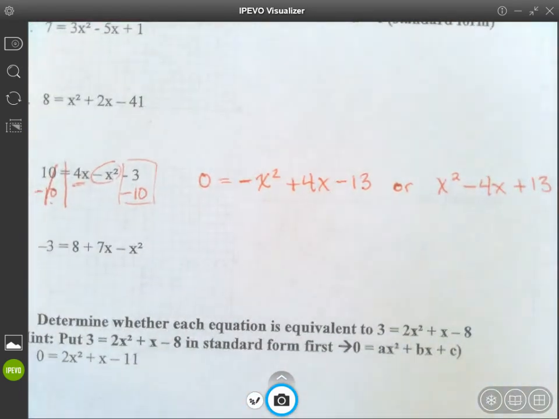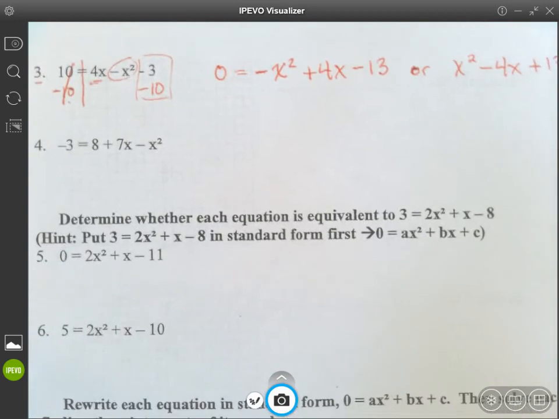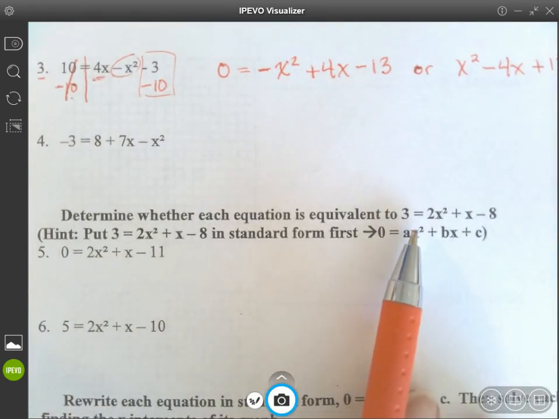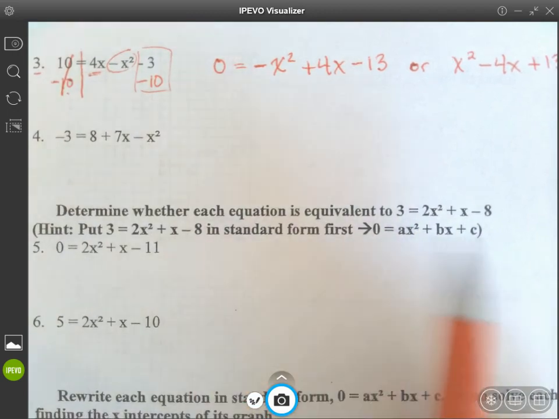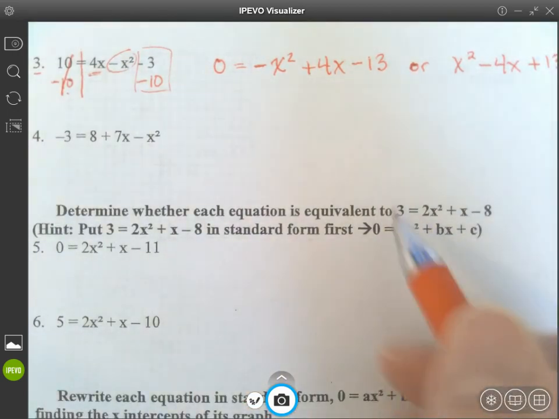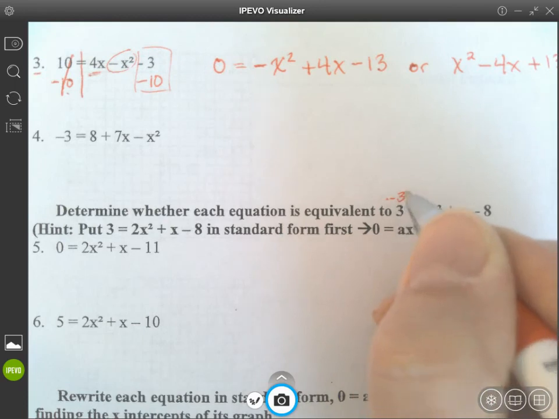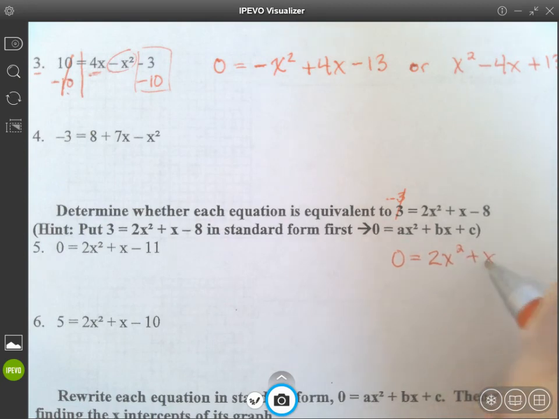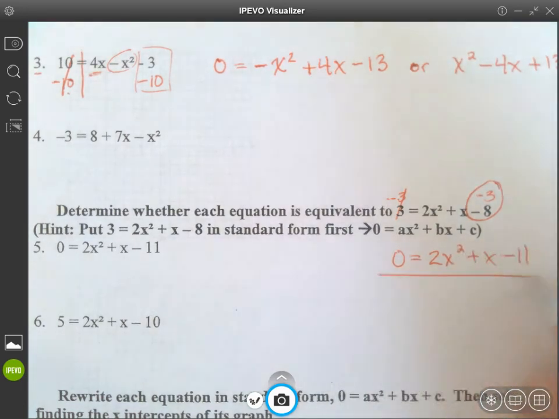Now, if you look at example 5 and 6, you are determining which is equivalent to this. And the hint is to put this in standard form. That way everything's the same. So to put this equation in standard form, I'm going to subtract the 3 to 0 it out. So I get 0 equals, I get my positive 2x squared, my positive x, and I'm going to subtract the 3 and pair it with its like term. So I would have -11. So this is what I want to compare everything to.